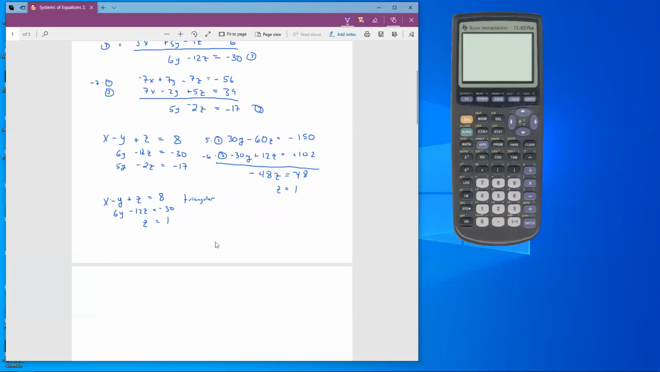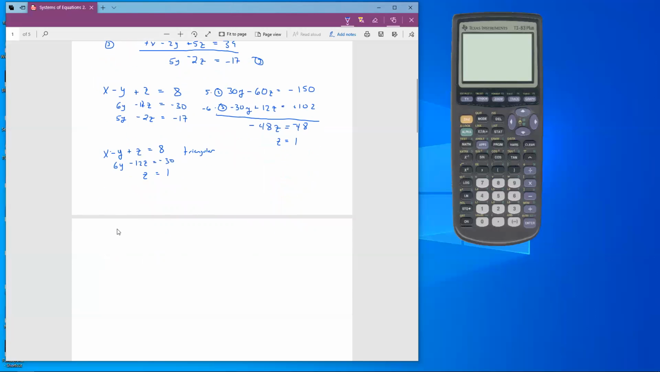All right. So we're going to keep going a little bit. All I'm going to do now is back substitute. So we're going to have 6y minus 12z, which is negative 30. We're going to have 6y is equal to negative 30 plus 12. Negative 30 plus 12 should be negative 18, right? And then divide both sides by 6, and we get y is equal to negative 3.